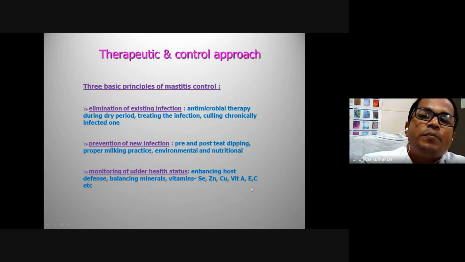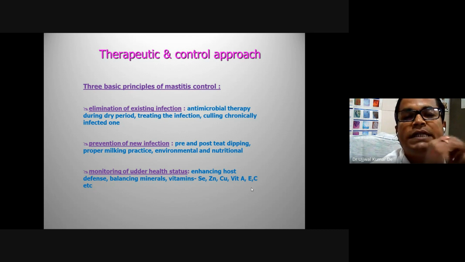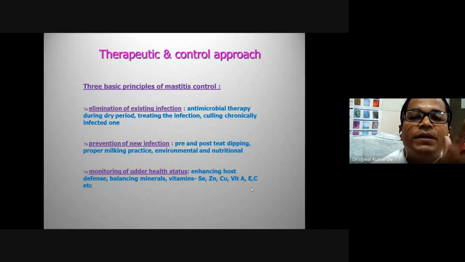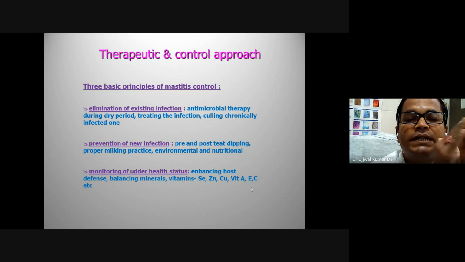Then on therapeutic control, there is the principle here. I am not talking about a single mastitis case, I am talking about mastitis control in the whole herd. So there are three basic principles that are followed. First is the elimination of the existing infections.